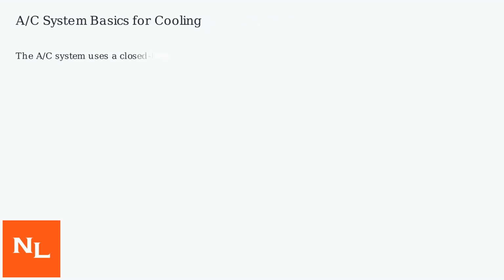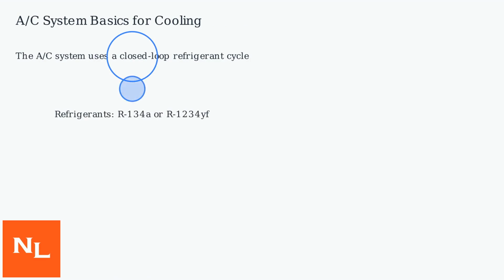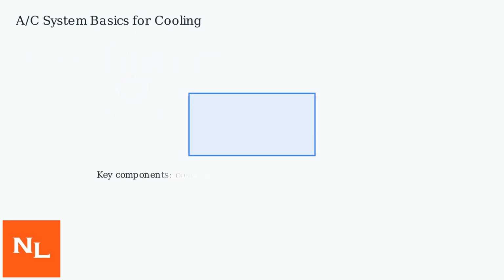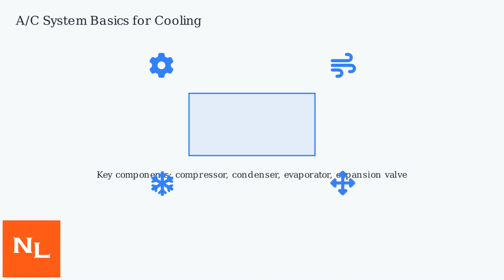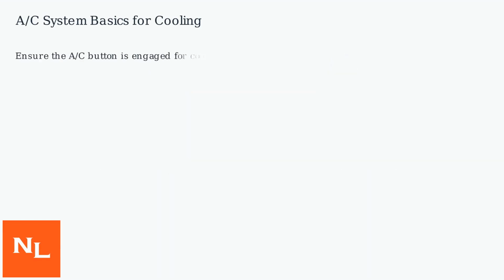For cooling, the AC system utilizes a closed-loop refrigerant cycle using R134a or R1234yf refrigerants. The compressor, condenser, evaporator, and expansion valve work together to cool air via the evaporator coil. Ensure the AC button is engaged, usually indicated by a light, for cooling to function.